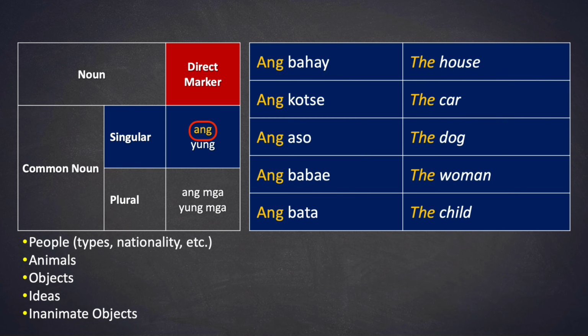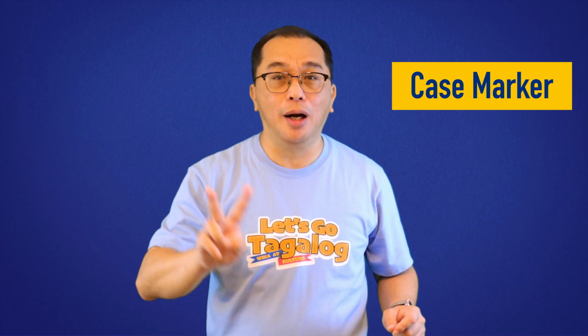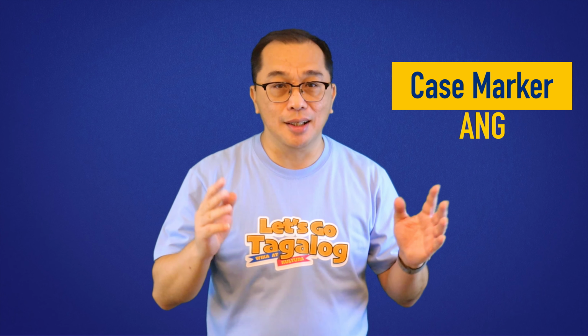As you can see, ang is used to identify common nouns or names of animals, objects, ideas, or any inanimate objects. As to the marker yung, I've discussed that in the last video, so do check it out if you have missed that. Now, back to the case marker ang. There are two more uses of the case marker ang that I will discuss in this video.